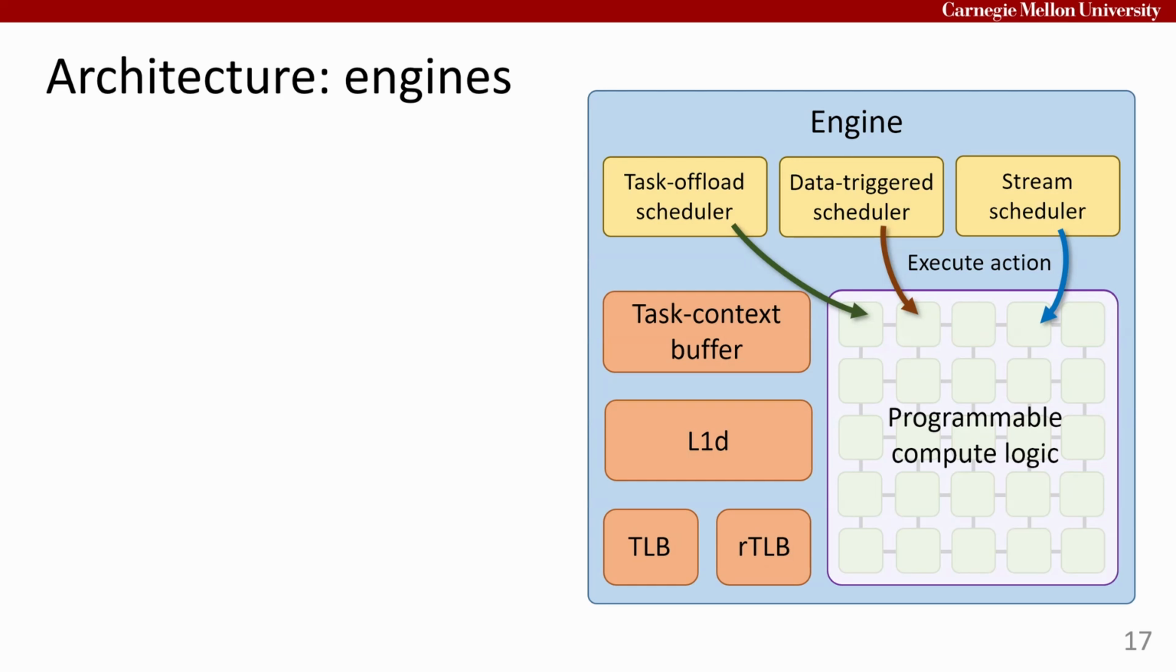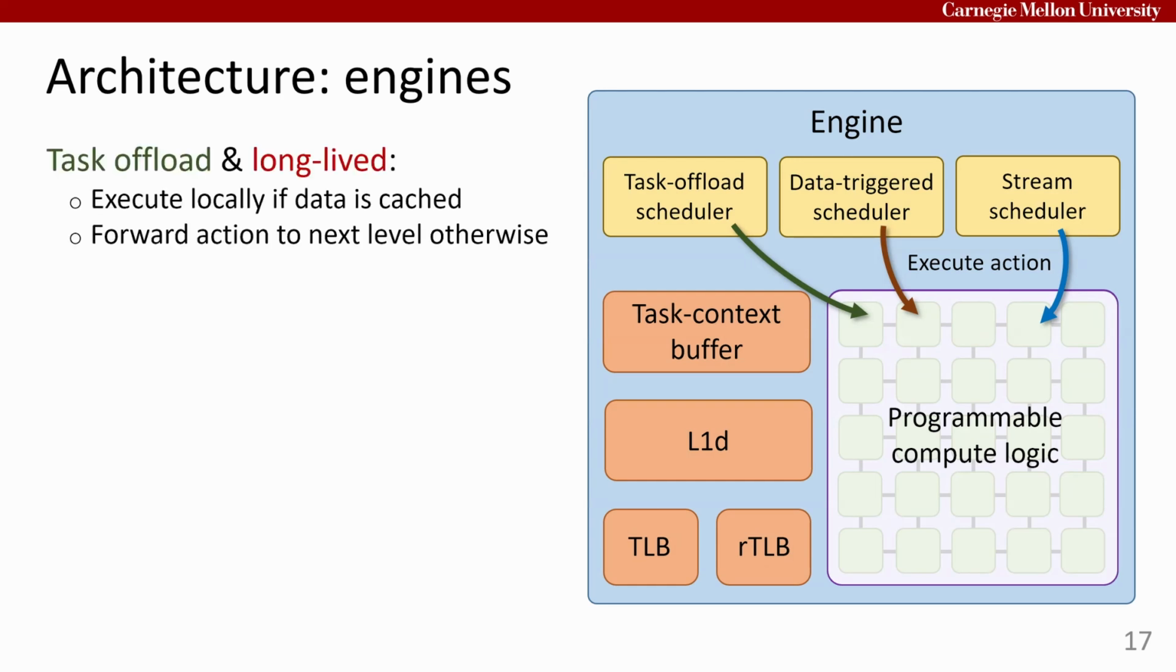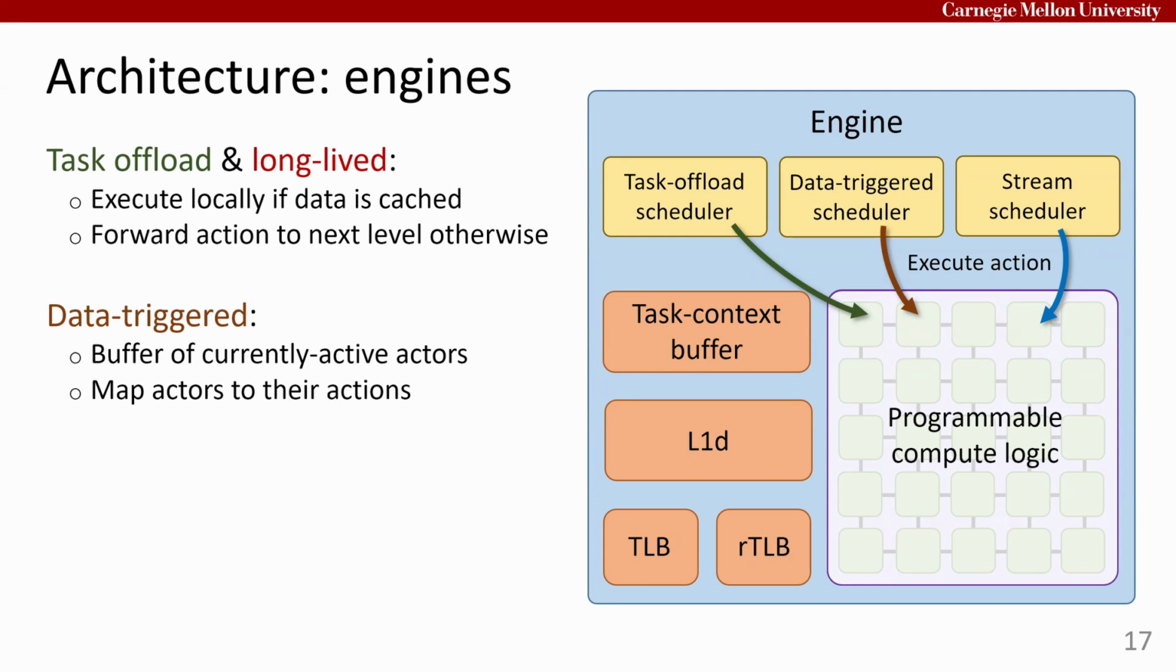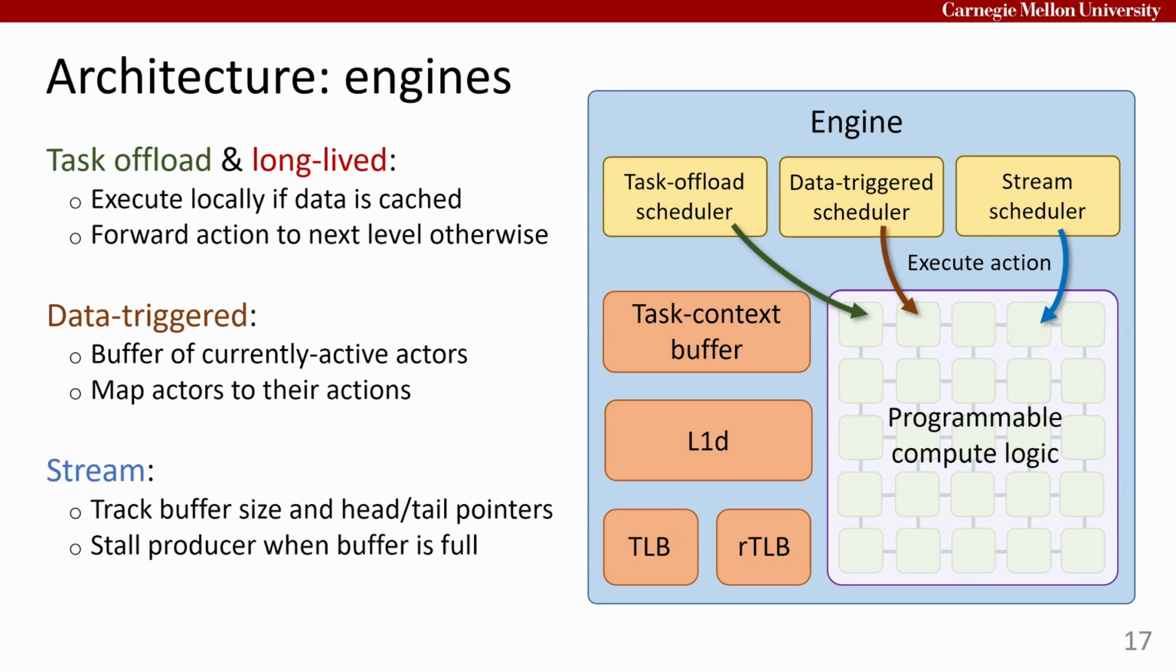The engine is similar to other NDC systems, with compute logic, private caches, and state for NDC actions. The main difference is that Leviathan provides microarchitectural support for each NDC paradigm. The task offload scheduler executes an offloaded action if the data is cached locally, and forwards the action if not. The data-triggered scheduler maintains a buffer of actors currently being constructed or destructed, and determines which action should be executed on cache insertions and evictions. And the stream scheduler maintains head and tail pointers to a per-stream buffer for each stream, which is stored in shared memory.